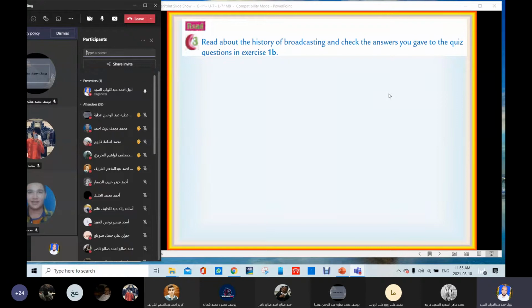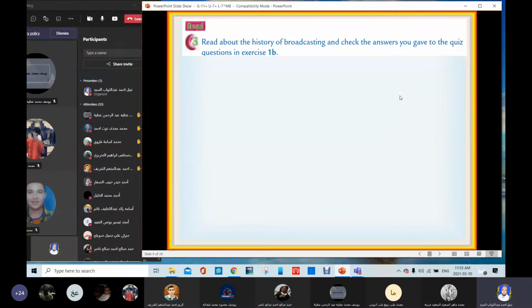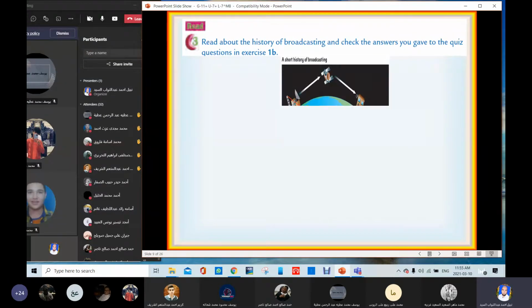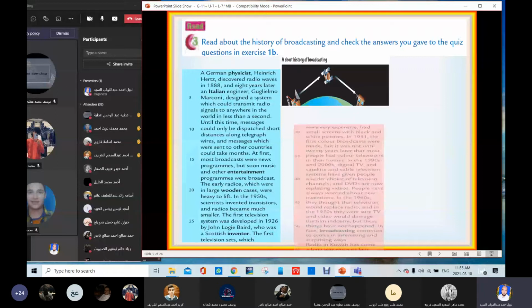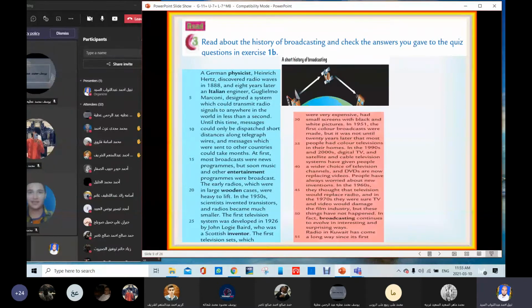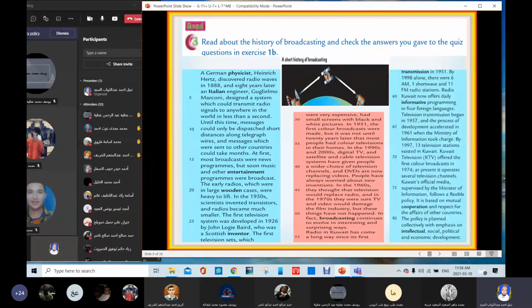Now, when we started studying Unit 7, we read an article about the history of broadcasting. This article was talking about what people used for sending messages. First, they used telegraph wires, then they invented the radio, the television, and we read some information about the radio and TV in Kuwait. So this is a short history of broadcasting.